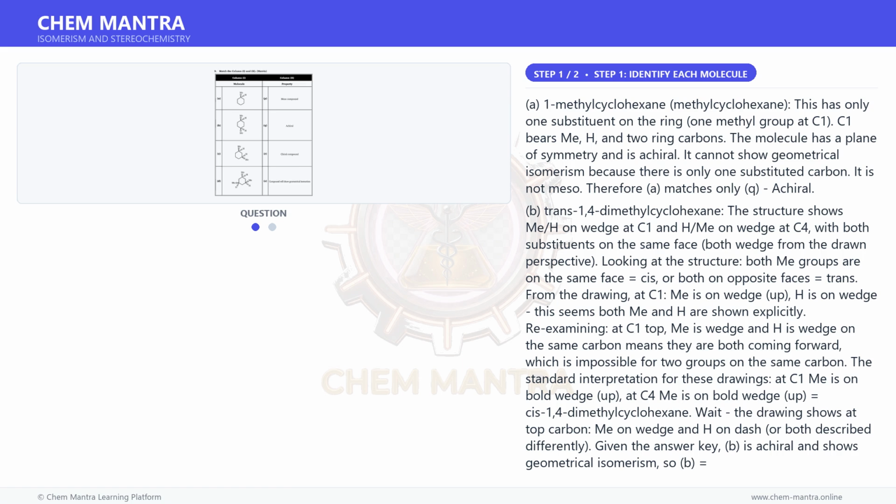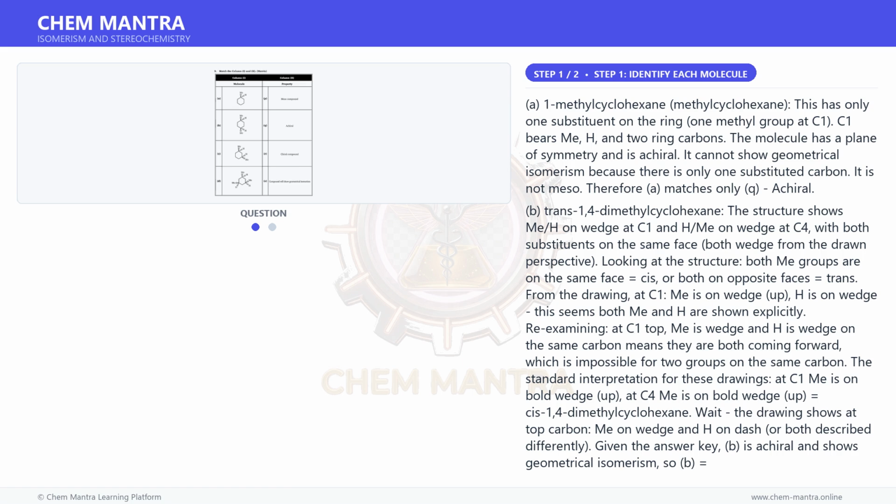1,4-dimethylcyclohexane has a center of inversion and a mirror plane, making it achiral. It exists as CIS and trans isomers, showing geometrical isomerism. So, B matches Q and S.